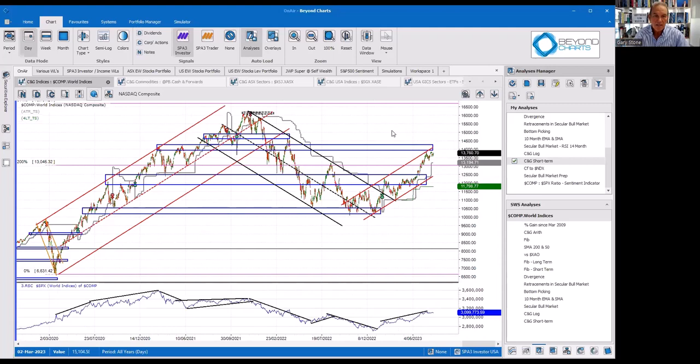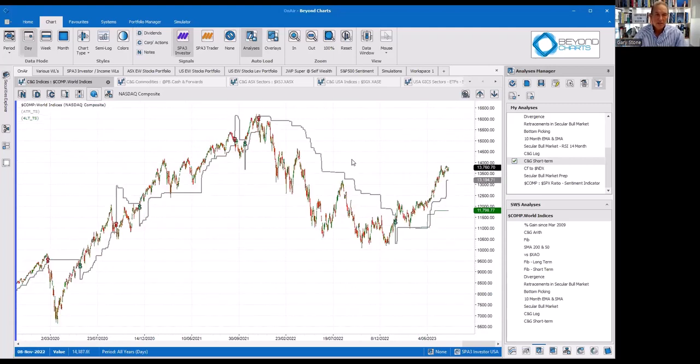The third one is the NASDAQ. So there's the NASDAQ starting back in 2020 with the COVID crash. Relative to the COVID crash fall, the NASDAQ has done far better than the other two major indices in the United States and has had a relative pullback compared to the big run-up that it had. Now, SPA3 Investor has given an entry signal. This occurred way back in the last week of January, and this is a strong uptrend.